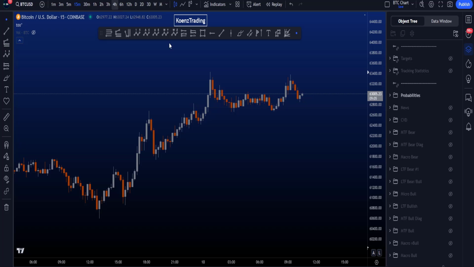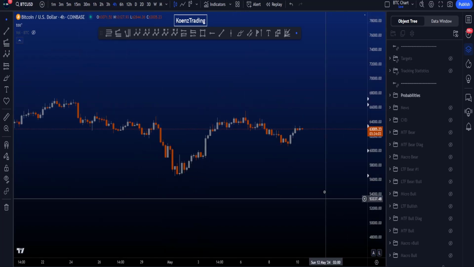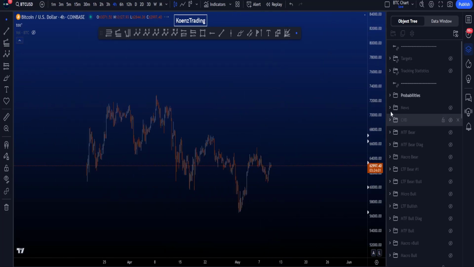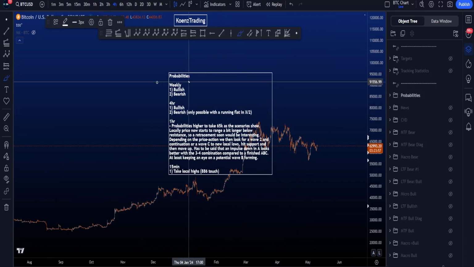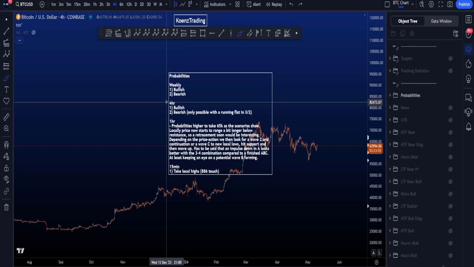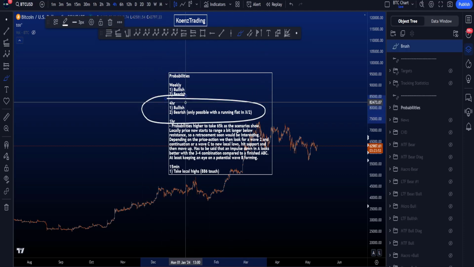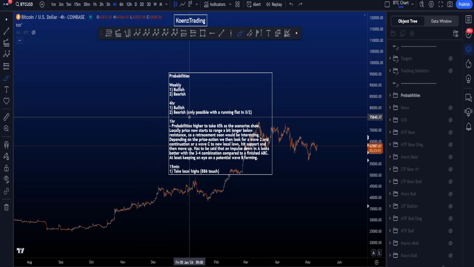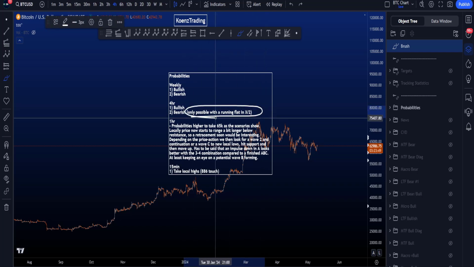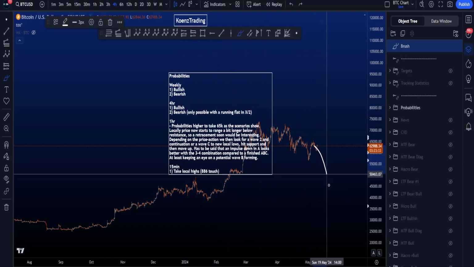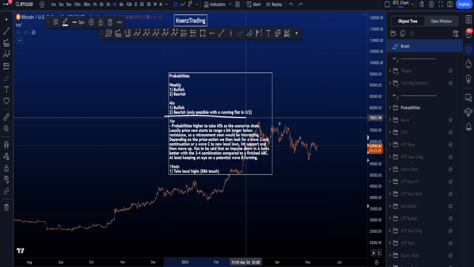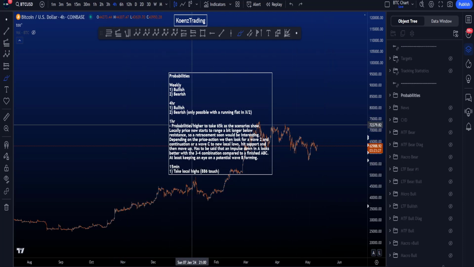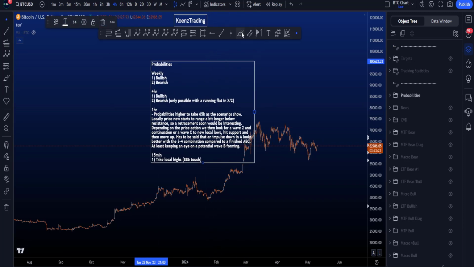And if we then look at the probabilities of the different scenarios, then on the weekly time frame, the probabilities are higher for the bullish scenario compared to the bearish scenario. On the 4-hour time frame, that's exactly the same, bullish above bearish. Bearish is only possible at the moment with a running flat, if we want to move down from here, and a running flat is very rare and never preferred. On the 1-hour time frame, the probabilities generally are higher to take 65k, as these scenarios have shown.